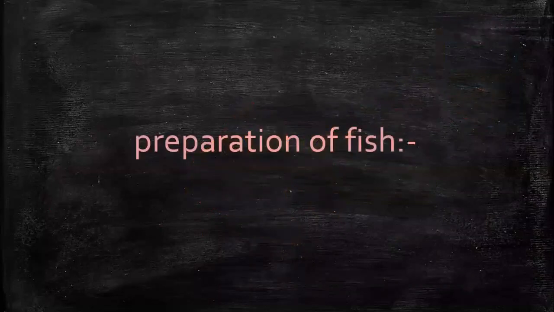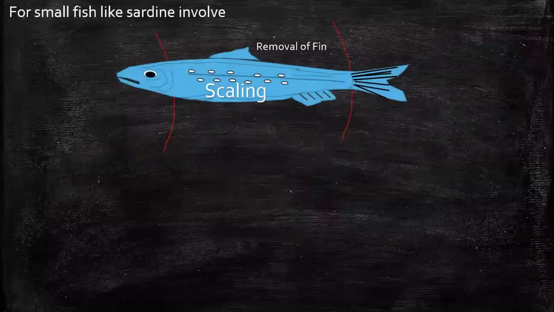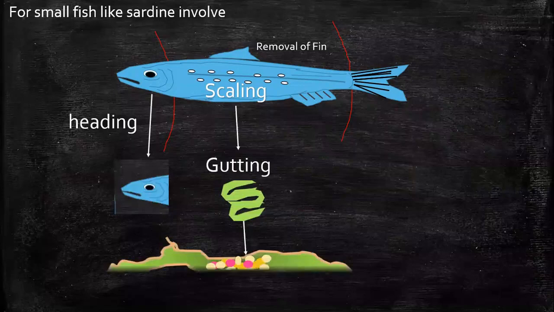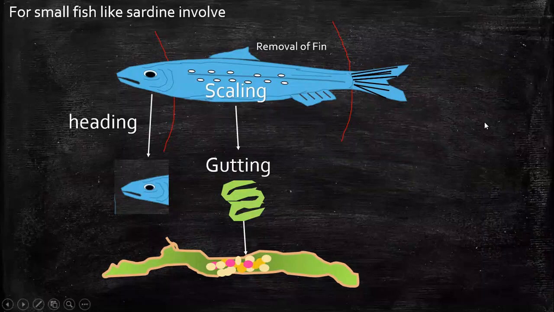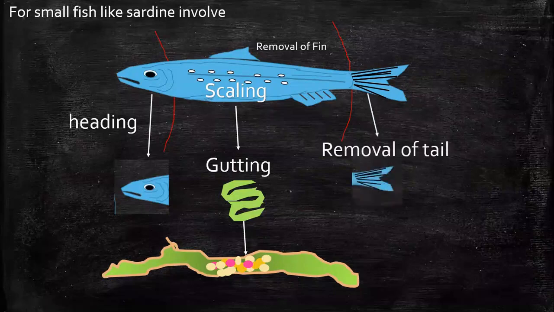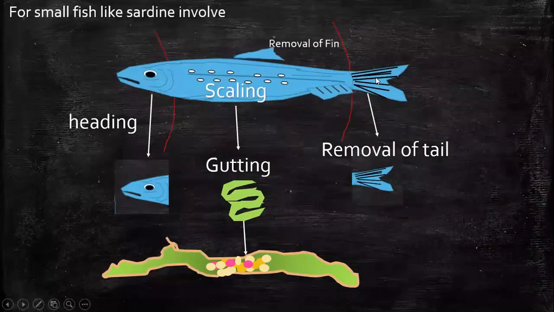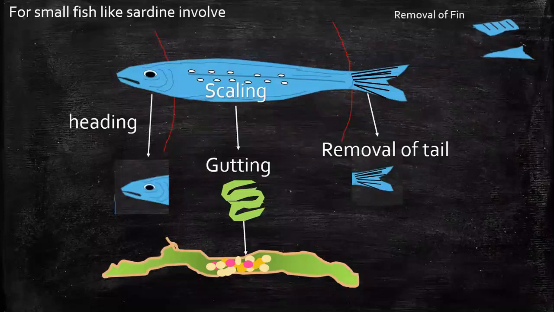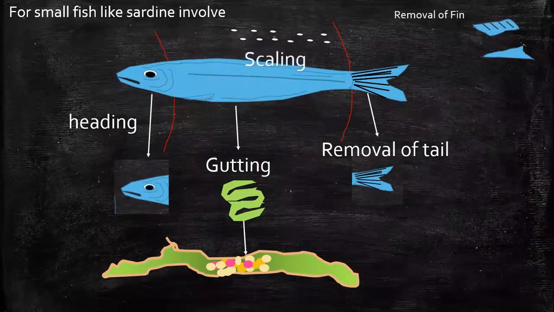Now we are going to see about preparation of fish. Up till now we had seen the selection procedure. Now we are seeing the preparation of the fish. For small fish like sardine, it involves first heading, then gutting. Gutting means removal of the visceral parts like the stomach, then gills. Then scaling means removing the scales, and then removal of the tail. We are removing the tail, in scaling we are removing the scales, and in removal of the fin, we are removing the fins. So scaling is removal of the scales.